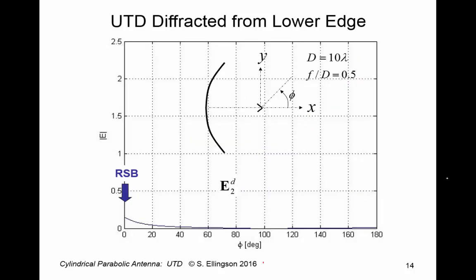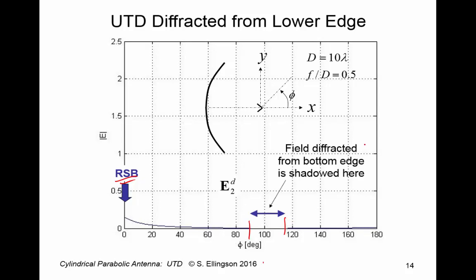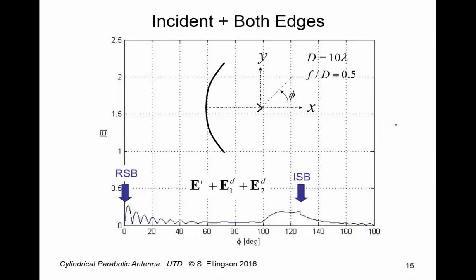Here is the UTD field diffracted from the lower edge. Again, it's maximum at the reflection shadow boundary, and then it just gradually decreases. There's a region here where it's shadowed by the reflector, so it goes to 0 exactly, as indicated here. Now we have three contributions. We have the incident field, and we have fields diffracted from the upper and lower edge.